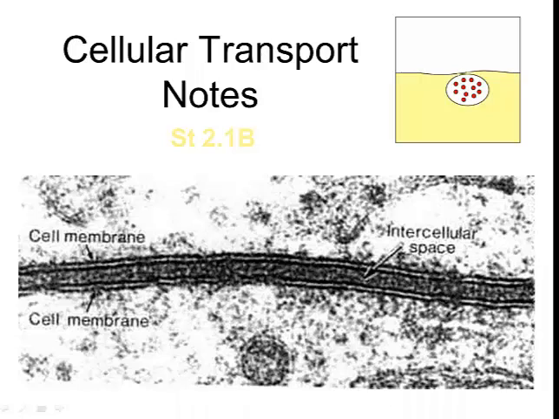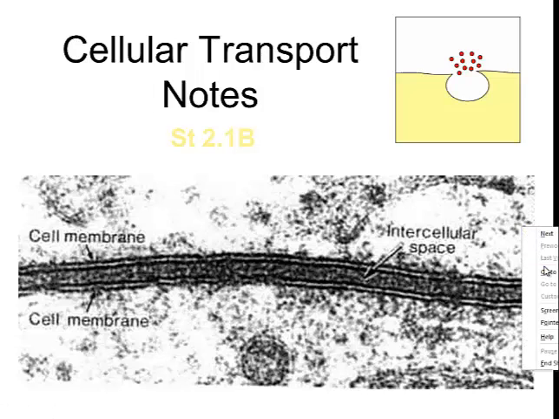Okay, these are our notes for Standard 2.1b. In this, we're going to take a look at the various types of transport that can happen through a cell membrane.